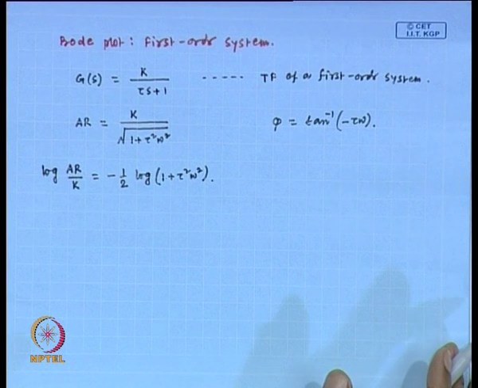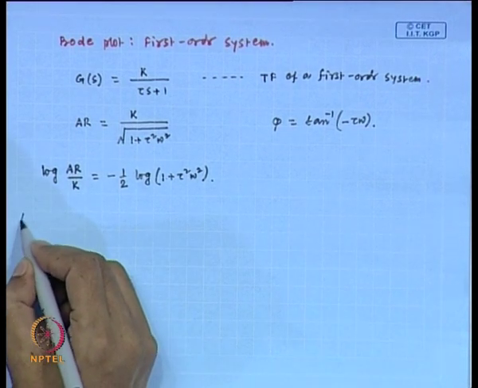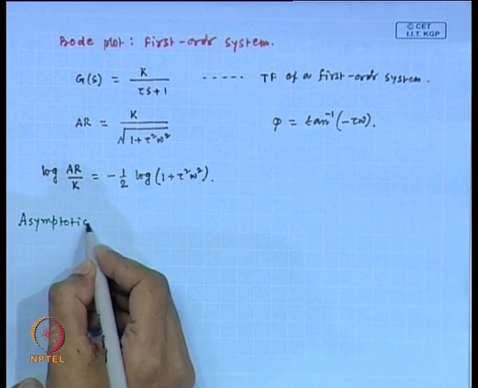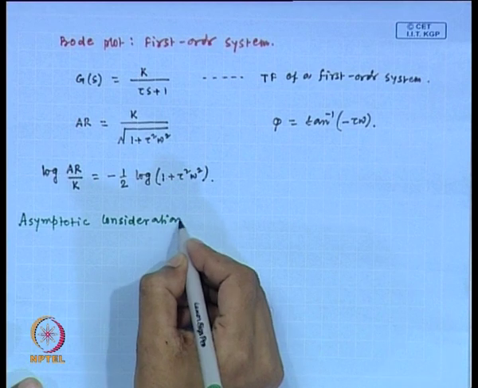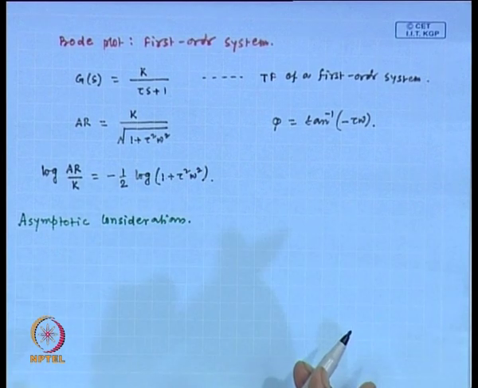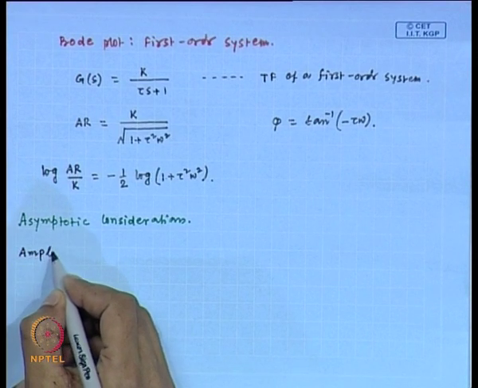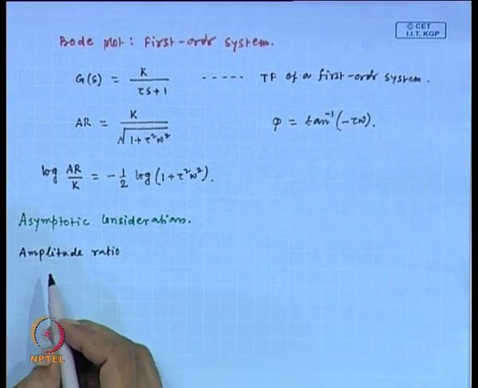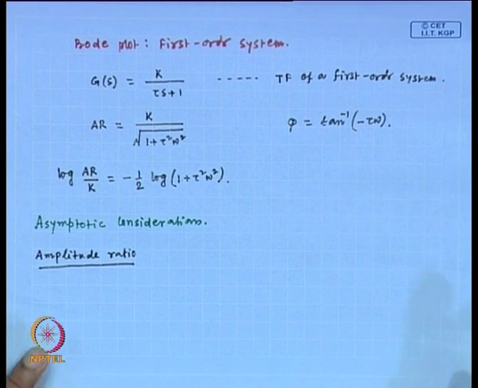Next, we will consider the asymptotic considerations. Before making the plot, we need to discuss the asymptotic considerations. First, we will discuss the amplitude ratio. Then, we will discuss the phase angle. Fine.